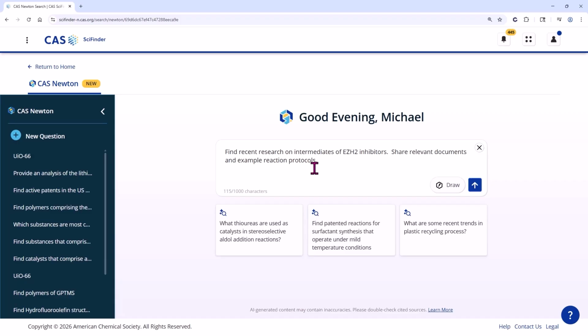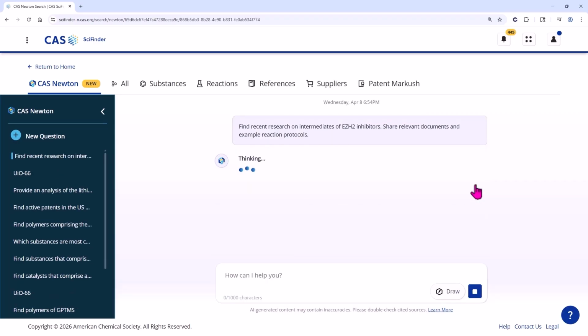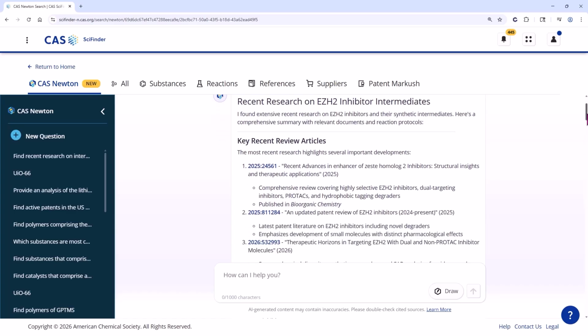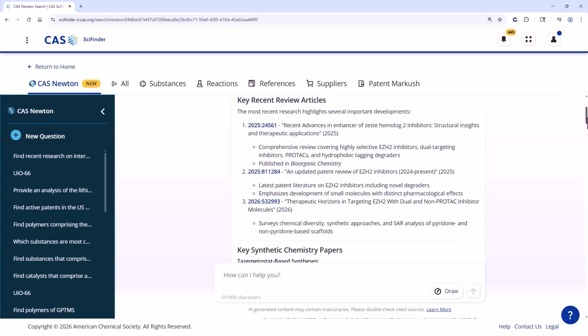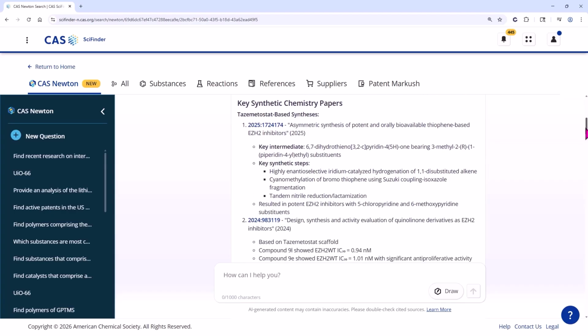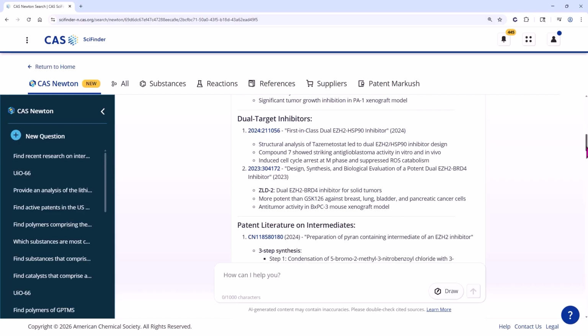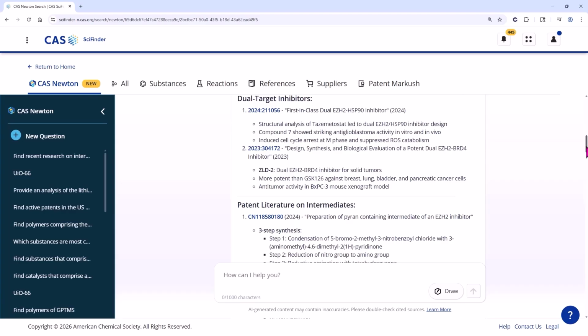So, unlike general AI tools, Newton leverages curated data from the CAS content collection, applies domain specific reasoning, and always cites trusted scientific literature. As an agentic AI, this is different from foundational large language models. It employs an LLM as the mechanism through which you interact with Newton, but the real magic happens beneath the surface. The agent coordinates tasks, acting as an orchestrator to access proprietary CAS content and tools.